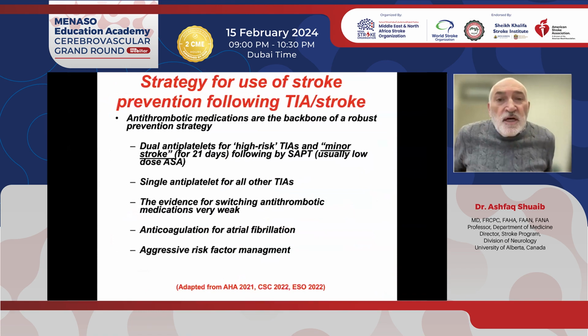So these are our recommendations, and I hope I've convinced you. Dual antiplatelets for high-risk TIA patients, and you should know what those high-risk patients are. It is recommended for 21 days, but you can do up to 3 months also, and for minor stroke patients also. For all other patients, use a single agent. There is no evidence that switching from aspirin to Plavix improves things. In fact, make sure that they're actually taking their medications. If the person happens to have atrial fibrillation, that's where you use a DOAC.